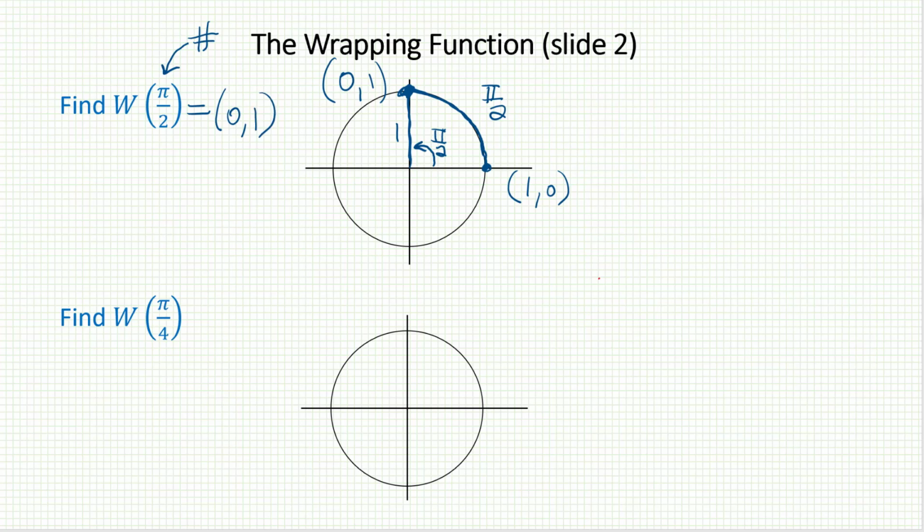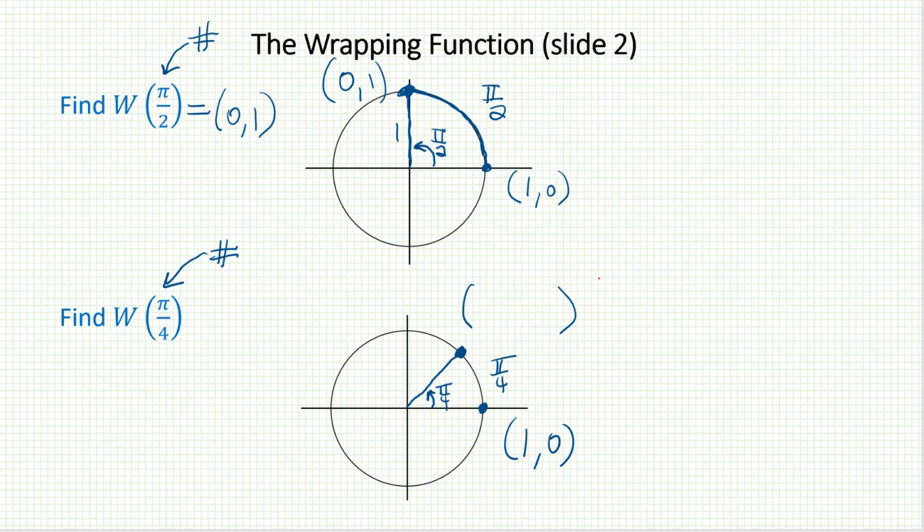How about the number pi over 4? What's the wrapping function going to do with that number? Again, it will start at the point 1, 0. It's going to walk a distance of pi over 4. I don't really have to think about that much. I can just rotate pi over 4 radians, which I know to be 45 degrees. So I know then that this is a distance of pi over 4, just like this is an angle of pi over 4. The wrapping function will send me back the coordinates of this point. Now this one seems a little trickier.